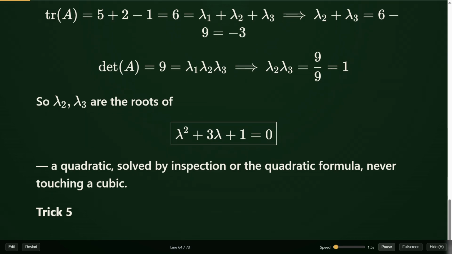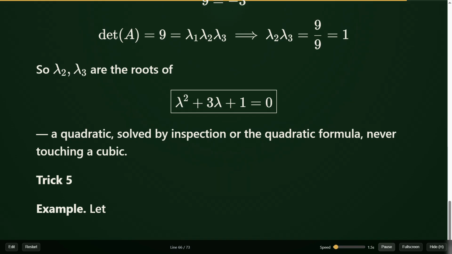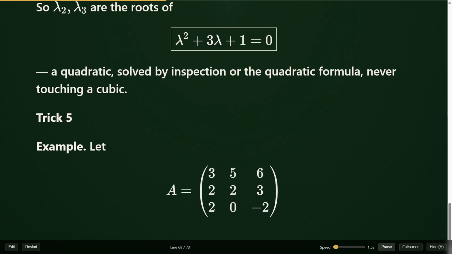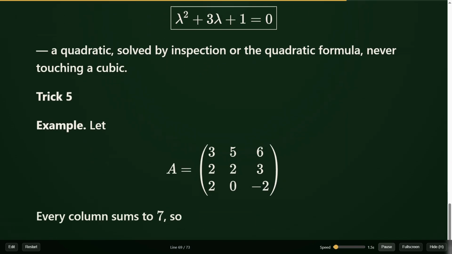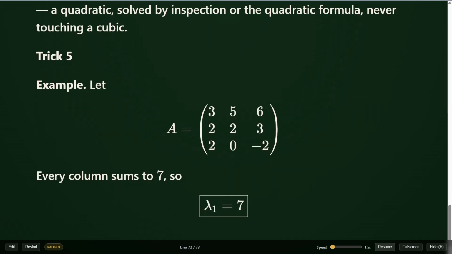Now let us look at the next trick, trick number 5. Consider a matrix 3 5 6, 2 2 3, 2 0 minus 2. Now what is so special about this matrix? That all the columns add up to 7. So same story, if all the rows add up to the same number or all the columns add up to the same number, the first eigenvalue is the value of that summation.